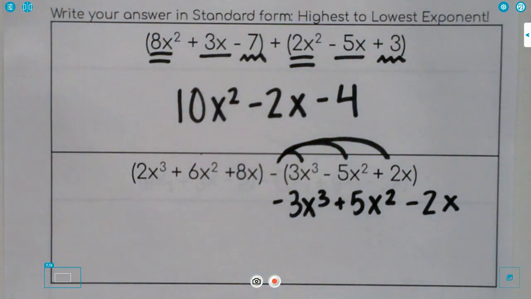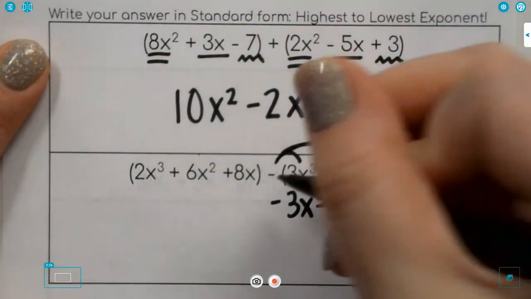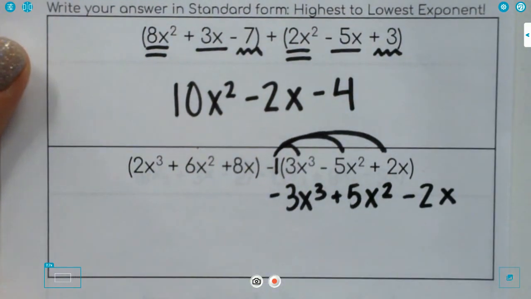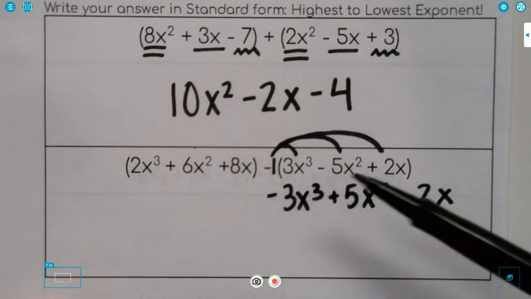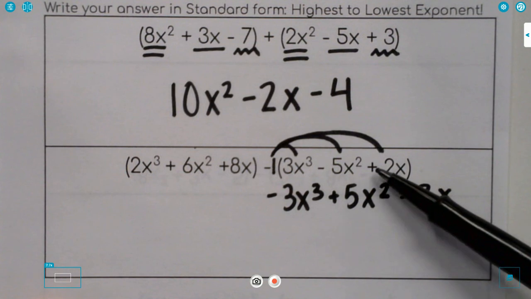You can think about when you distribute a negative, it's always going to become the opposite. So if it was positive, it becomes negative. If it was negative, it becomes positive. Or you can think about there being an imaginary negative 1 right here and multiplying everything by that negative 1. Whichever works for you. And then I usually like to go back and check and make sure they're the opposite. So positive now negative, negative now positive, positive now negative.